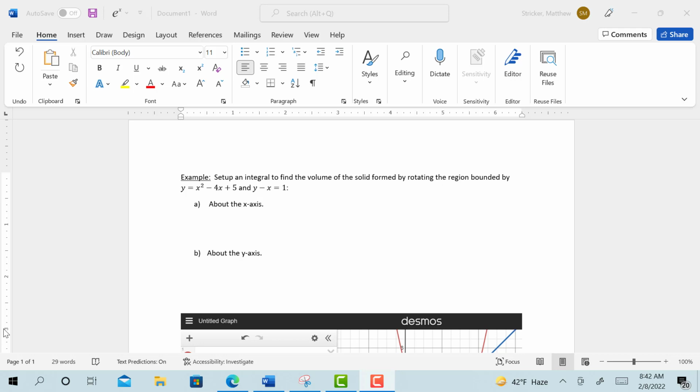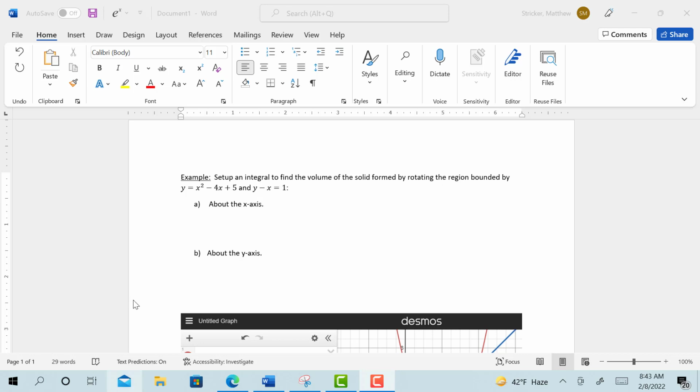A student asked me this question, and I wanted to make this short video to address it. So we see an example here. It says set up an integral to find the volume of the solid formed by rotating the region bounded by y equals x squared minus 4x plus 5 and y minus x equals 1. There are two parts. Part A says we want to rotate that about the x-axis, and part B says we want to rotate it about the y-axis.